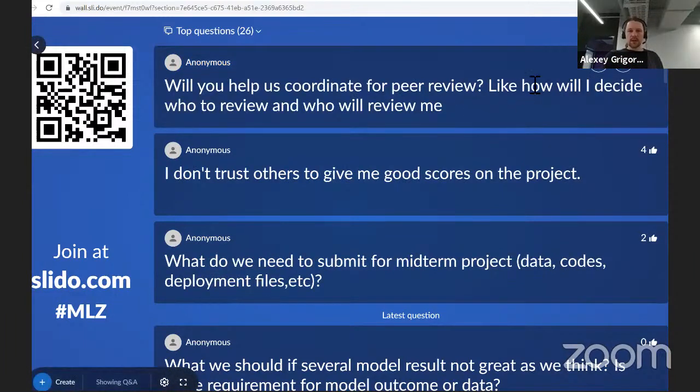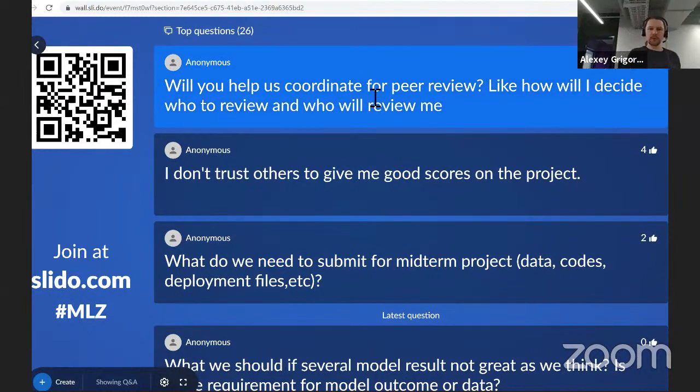So will you help us coordinate for peer reviews? How will I decide who to review, who will review me? The way I want to organize it is now everyone is working on a project and then submit by the 1st of November. Then on the 1st of November, I see who submitted the project. And then from these people, for each project, I randomly select 3 people to review it. So each one of you will get to review 3 projects.